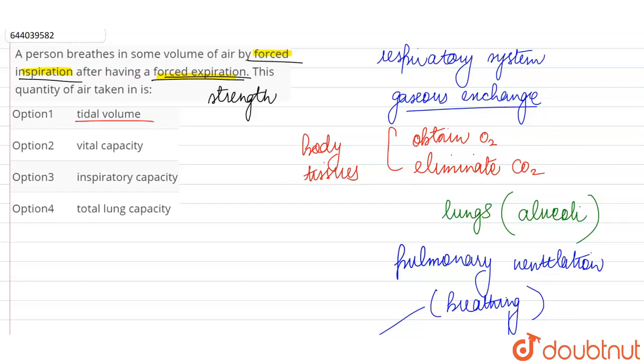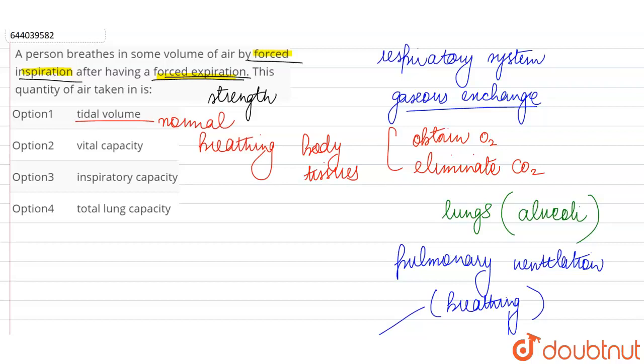First they are saying tidal volume. So tidal volume is not associated with the forceful inspiration or expiration. Here we talk about normal breathing. So the amount of air that we are going to expire or inspire during a normal breathing process, that will be the tidal volume, which is around 500 ml for the average person. So this is not our correct answer.